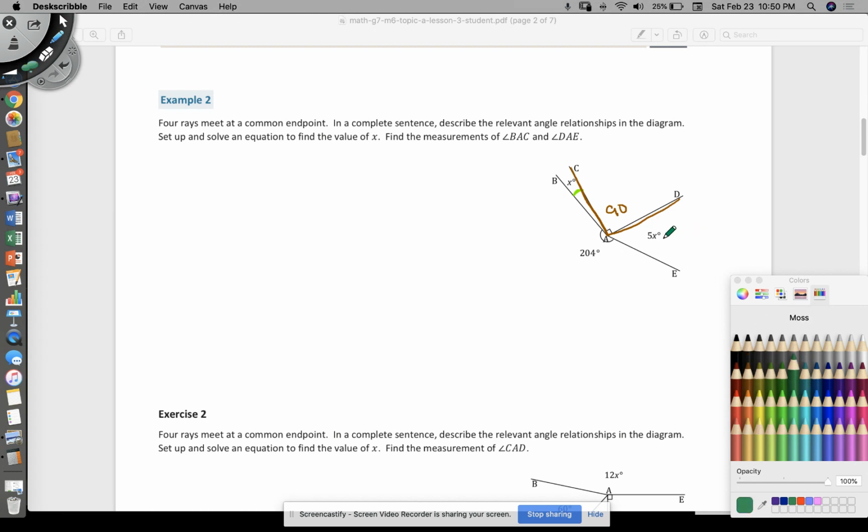Okay, this angle here is 5x. And this whole angle here is 204. Well, I see I can do the same thing. If I took x plus 90 plus 5x plus 204, I just made a full circle. So I'm going to set this also equal to 360. x plus 90 plus 5x plus 204 equals 360.